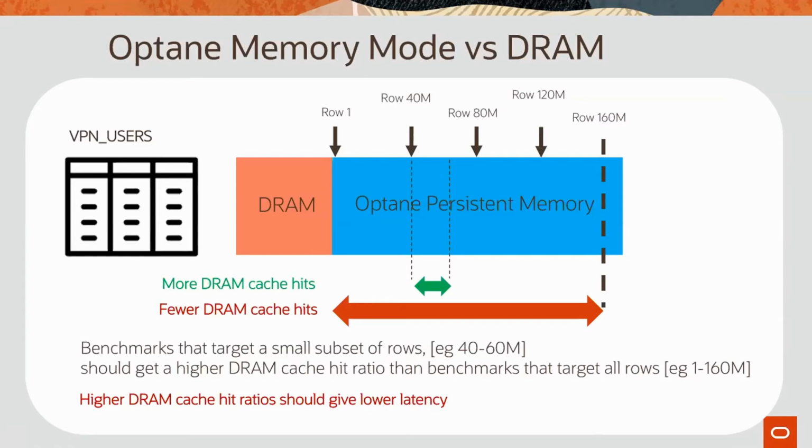So even in the worst case, I'm going to get some DRAM caching, which is nice because it's faster. If I used a smaller working set, if I artificially constrained the workload, say between 40 million and 60 million, so only dealing with 20 million rows, that is sufficiently small that theoretically it could all fit in DRAM. The theory is I should have a higher DRAM cache hit ratio and things should go faster. So that was my theory.